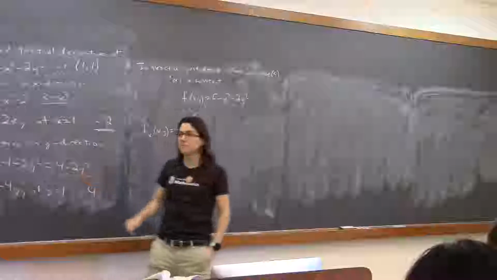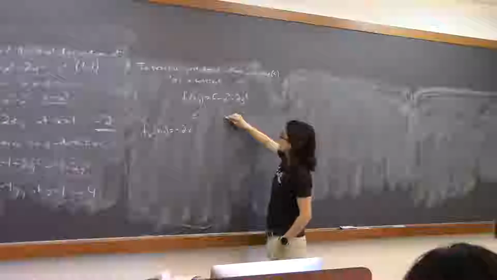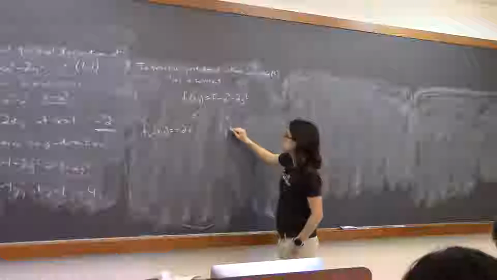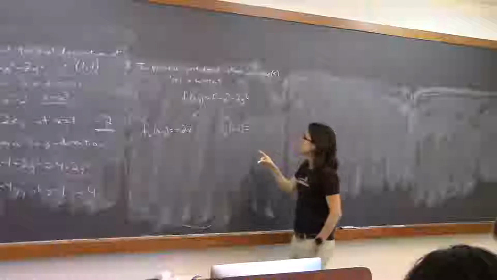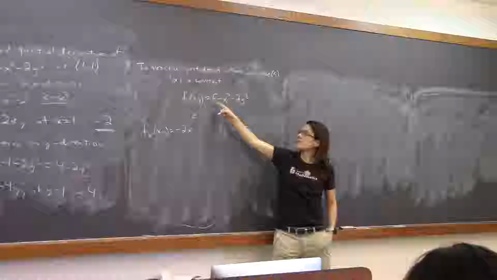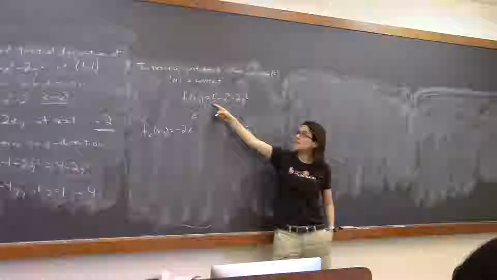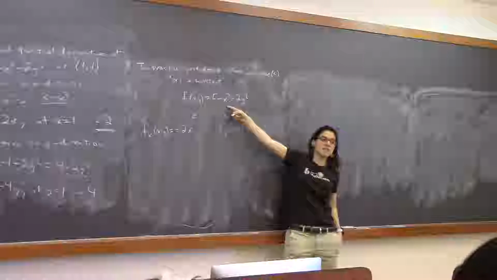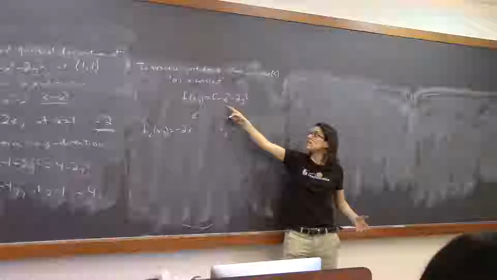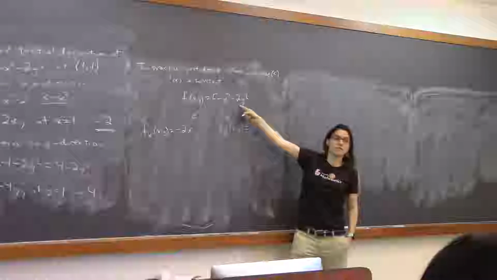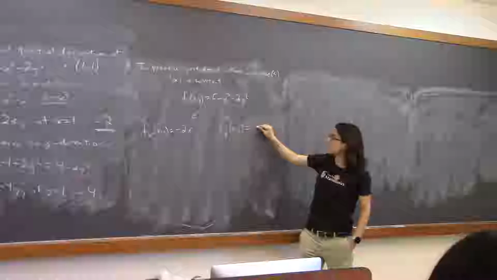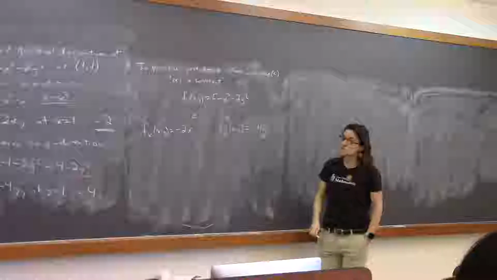OK, and then similarly over here, if we want to find the partial derivative with respect to y of xy: the derivative with respect to y of 5 is 0. The derivative of negative x squared with respect to y is also 0. The derivative of negative 2y squared with respect to y is negative 4y. So that's what you would do.